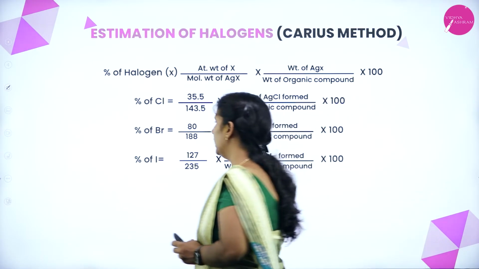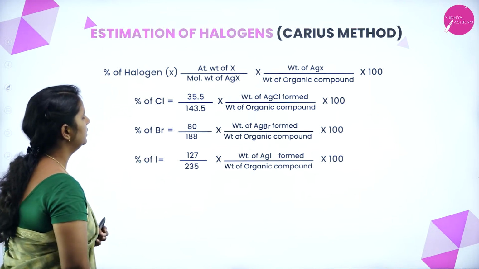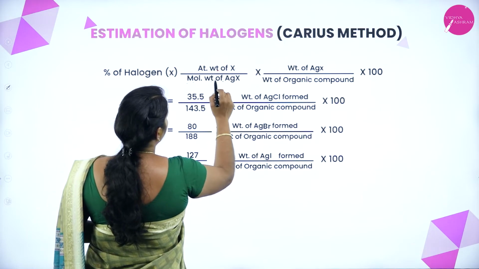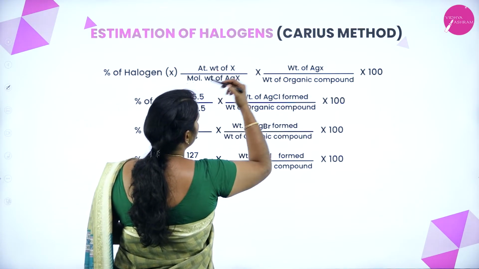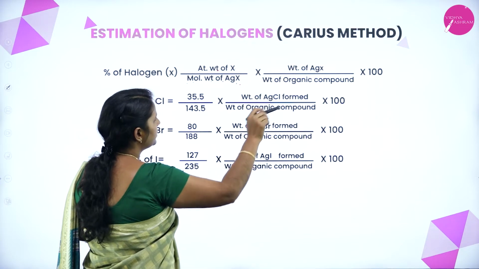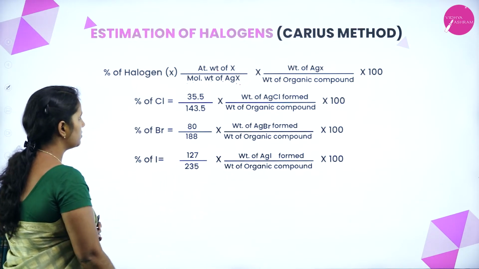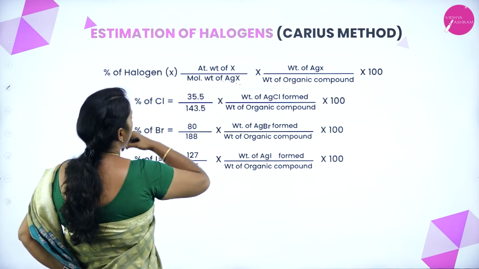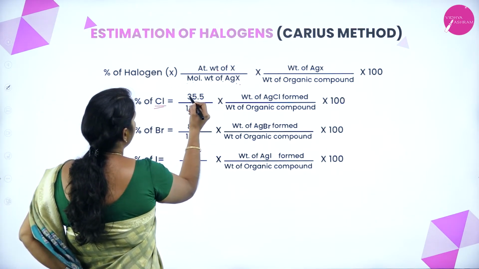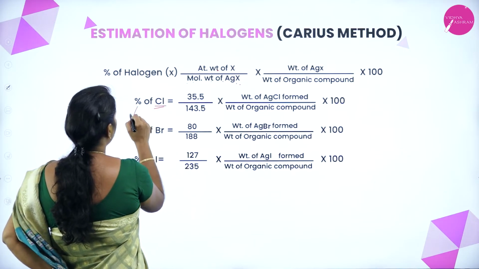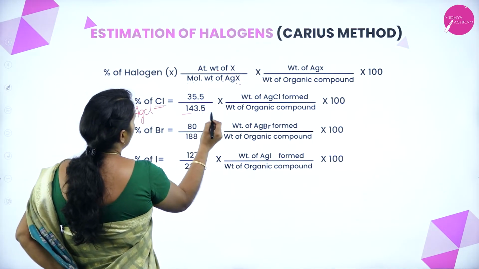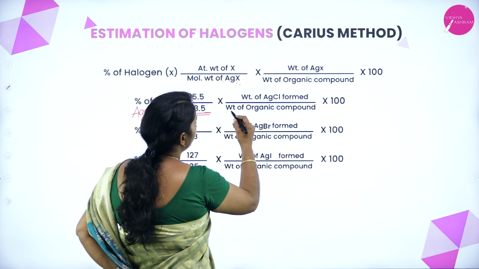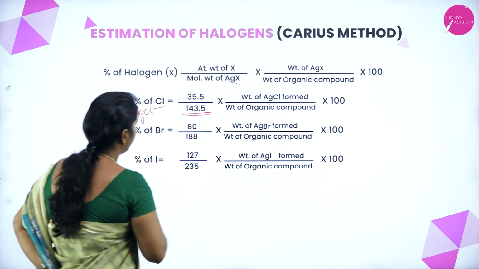Let us see the percentage of the halogen with the actual formula, that is atomic mass of the halogen divided by molecular weight of the halogen halide, into weight of the halogen halide divided by weight of the organic compound, into 100. Suppose chlorine is there in the given organic compound: the atomic weight of chlorine is 35.5 and the molecular weight of silver chloride is 143.5, into weight of the silver chloride formed divided by weight of the organic compound into 100.